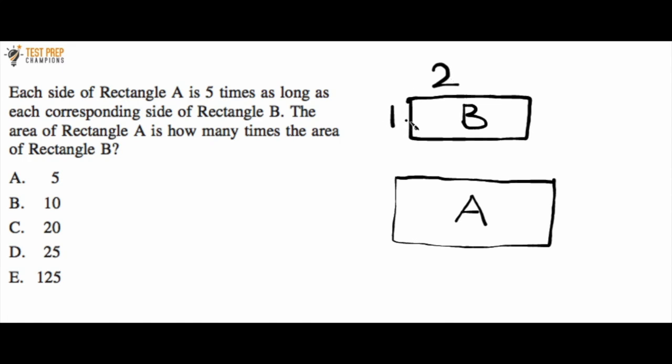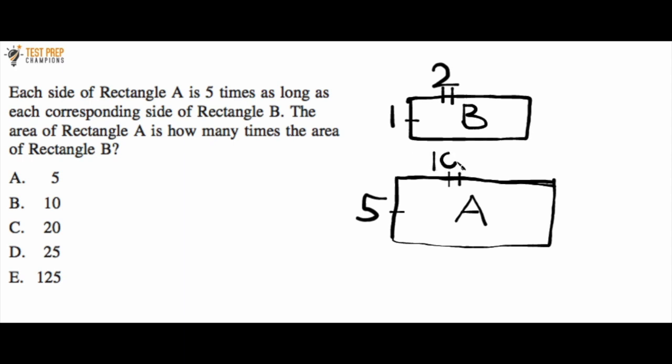And so we know that the corresponding sides of rectangle A are going to be 5 times bigger. So for this side of rectangle B, we would do 1 times 5, and that corresponding side of rectangle A is going to be 5 times bigger. That's why we would have a 5 here. Now up here, this side of the rectangle, which is 2 on rectangle B, corresponds to this side down here on rectangle A, which is 5 times bigger. So we would do 2 times 5, which is 10.